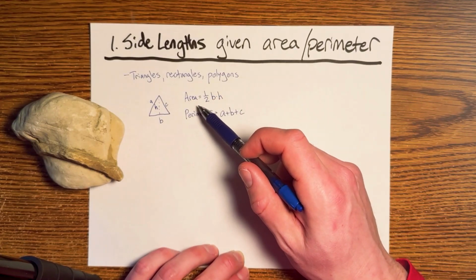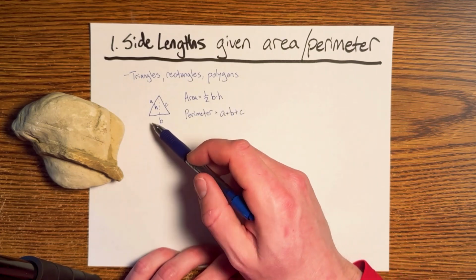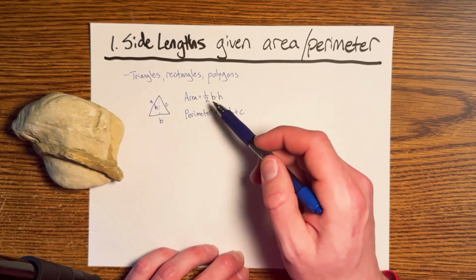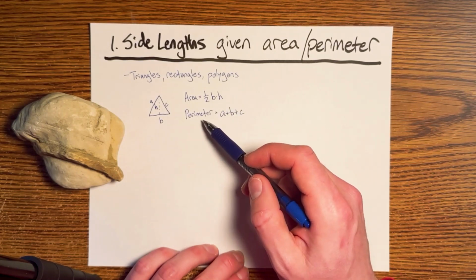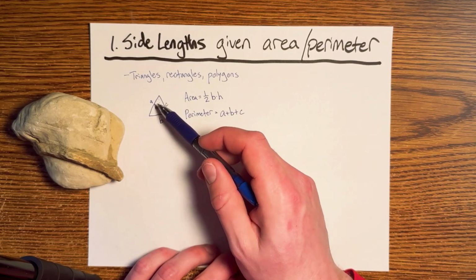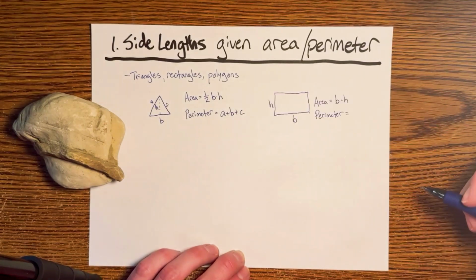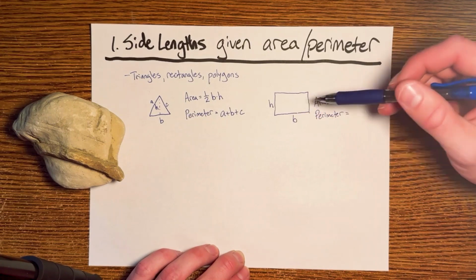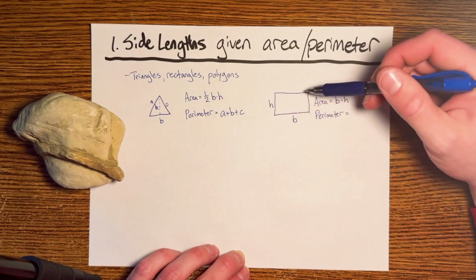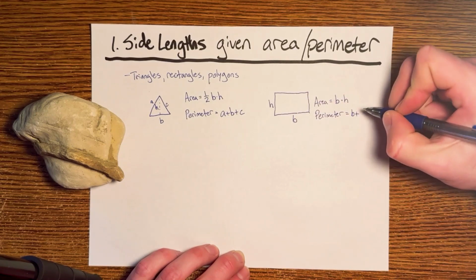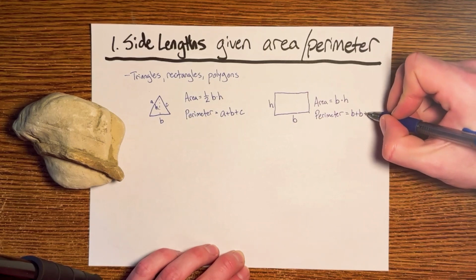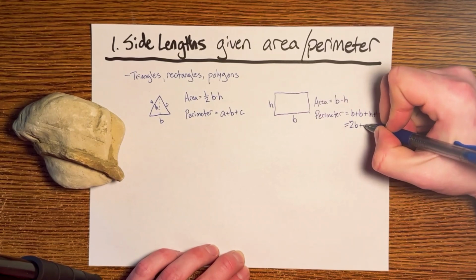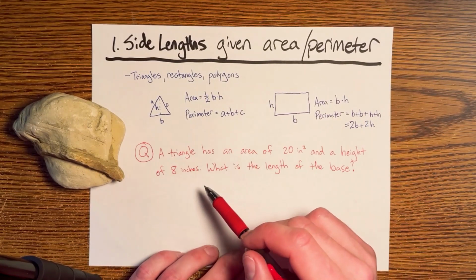So for a triangle, the area is 1/2 base times height, the base being the length of the side opposite the height. So we have the height here and the base here, and we'll do 1/2 base times height. The perimeter for a case like this will be adding up the edges, a plus b plus c. Similarly, for a rectangle, the area is just the base times the height, and the perimeter is going to be all the edges added up. So b plus the same length over there, b plus h, or 2b plus 2h.